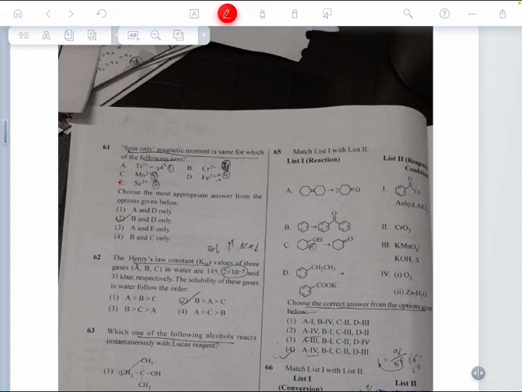So calculation of unpaired electrons, let's start with scandium. Scandium plus 3 will have, scandium 21 electrons, and plus 3, so it will have electronic configuration argon 3d1 4s2. Plus 3 state, it will have 0 unpaired electrons, so here it is 0 unpaired electrons.